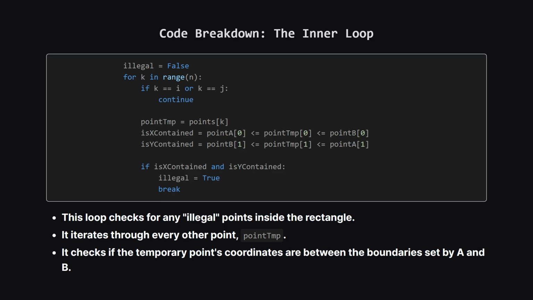Once a pair passes the first test, we have to check if its rectangle is empty. That's what this third loop, the k-loop, is for. It iterates through all the points again. For each of these temporary points, we check if its x value is between A's and B's x values, and if its y value is between B's and A's y values. This is how we check if it's inside that rectangle.